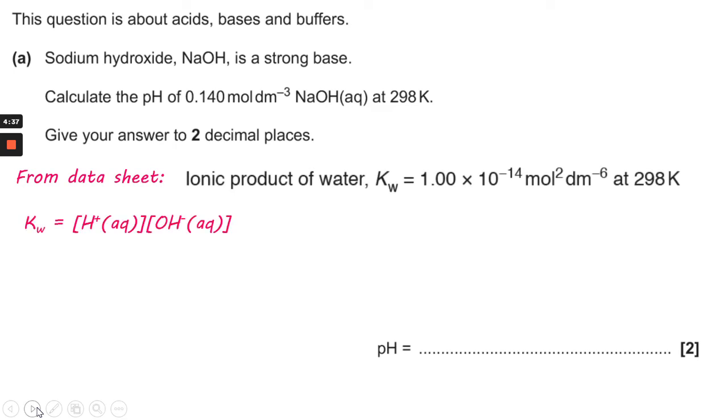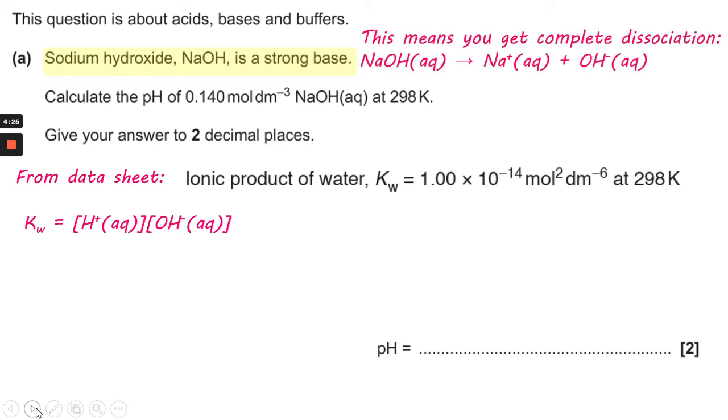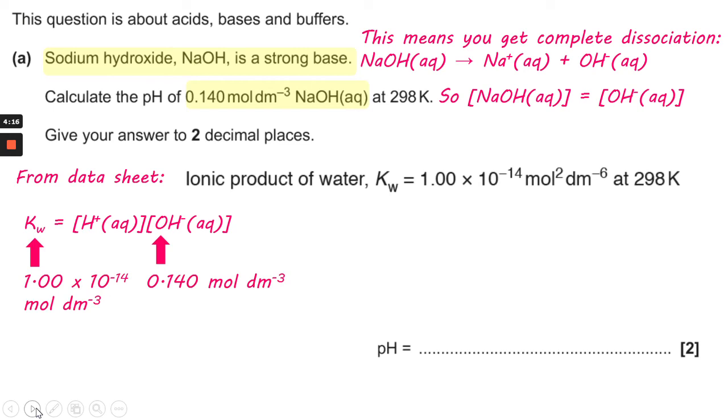So from the data sheet, the ionic product of water is 1 times 10 to the minus 14, and you can plug that into Kw equals [H+] times [OH-]. The question tells you sodium hydroxide is a strong base, which means it completely dissociates, which therefore means we can take 0.140 and apply that to the concentration of hydroxide ions. So now we have two of the three numbers that we need.